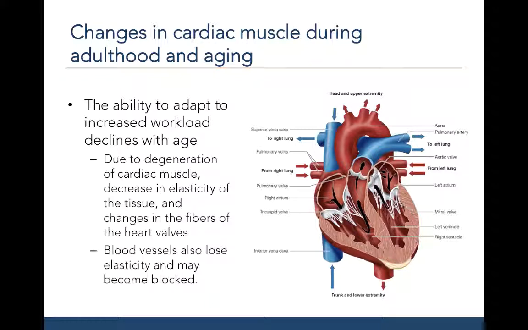During aging, the ability of the cardiac muscle to adapt to increases in workload declines. This is due to the degeneration of cardiac muscle, decreases in the elasticity of the tissue, and changes in the fibers of the heart valves. In addition, the blood vessels supplying the heart with blood and oxygen, as well as the blood vessels transporting blood and oxygen to other parts of the body, lose elasticity and may become blocked. Together, these changes put individuals at increased risk for heart disease, heart attacks, and strokes.